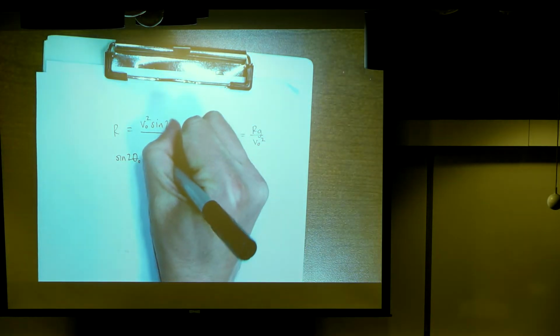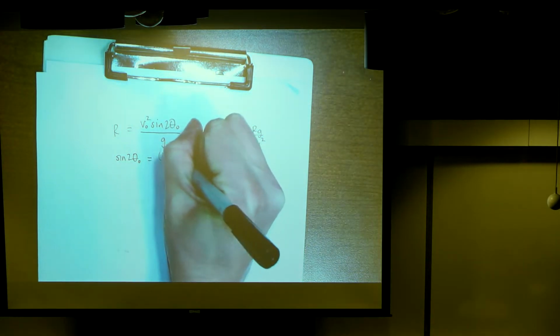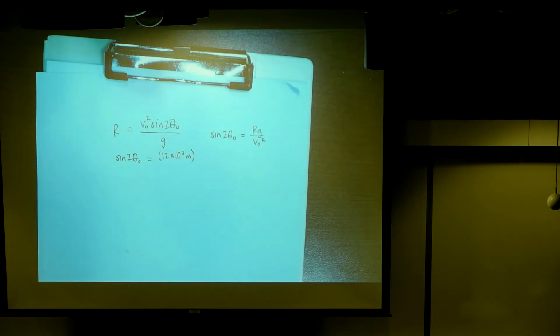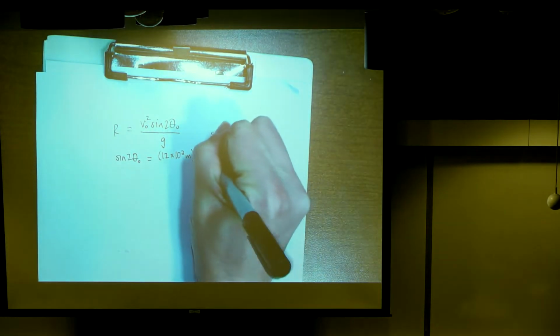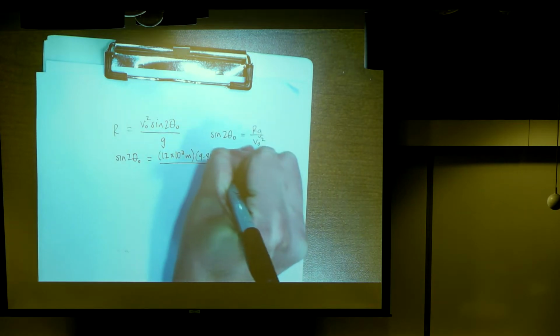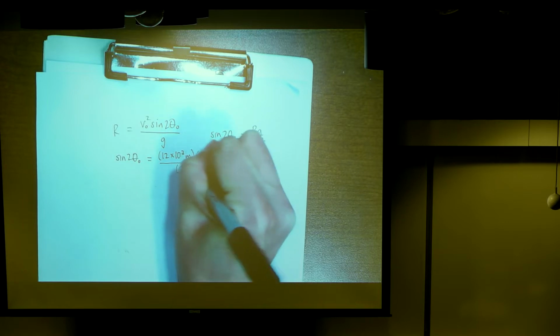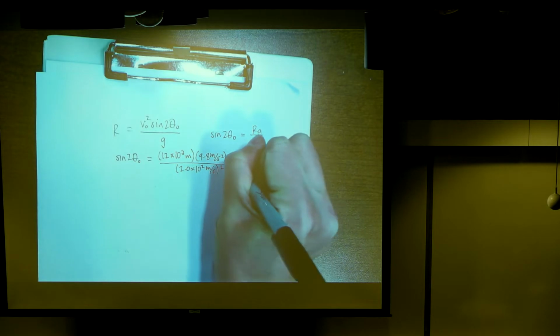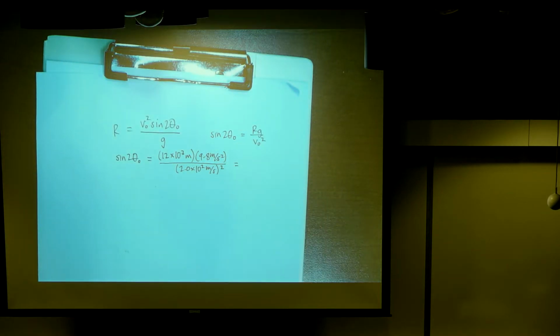Okay, so the range is 12 kilometers. We can write that as 12 × 10^3 meters. g is 9.8 meters per second squared. And then our initial launch speed is 2.0 × 10^2 meters per second, and we'll square that. So without calculating theta just yet, what does this number equal? Let's crunch those numbers.